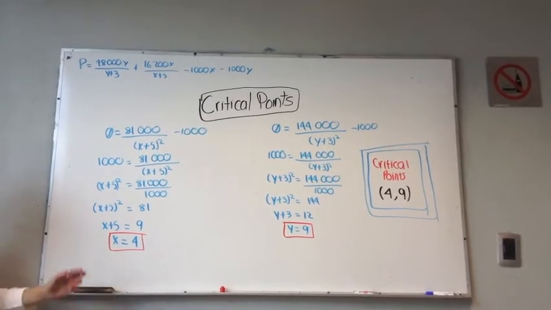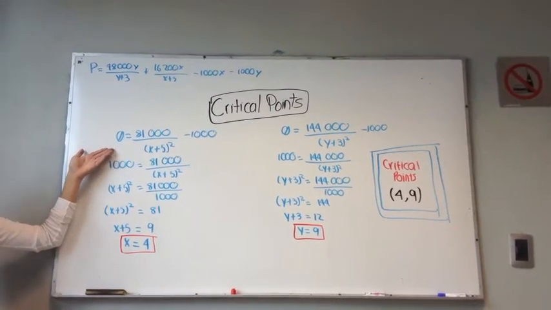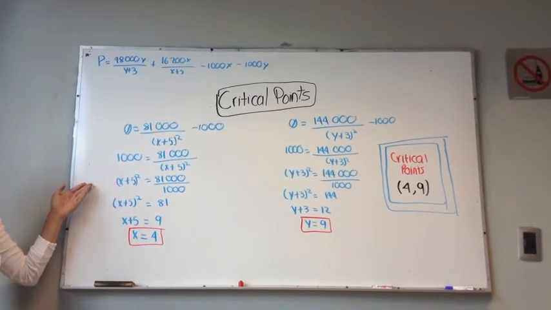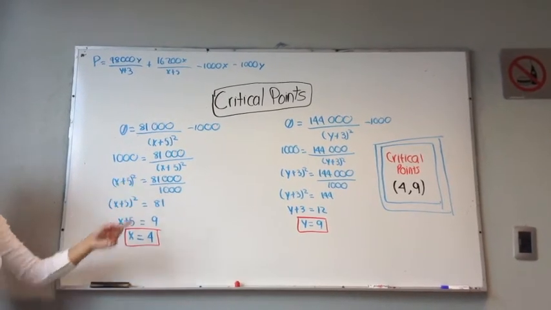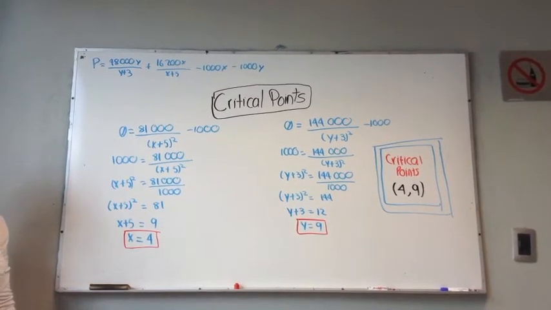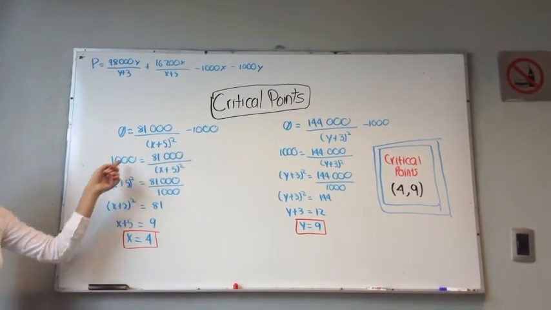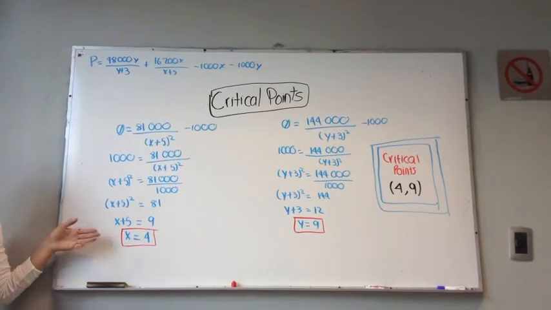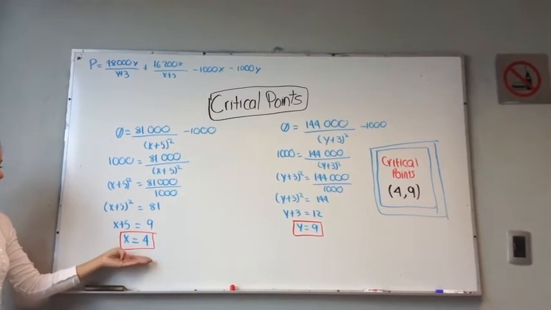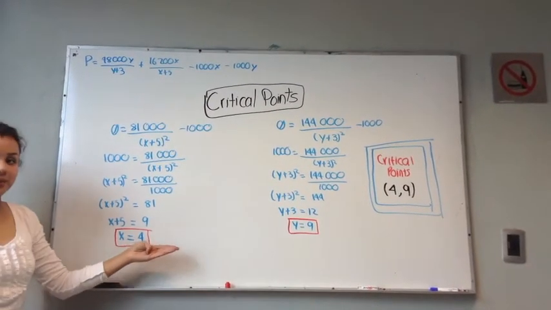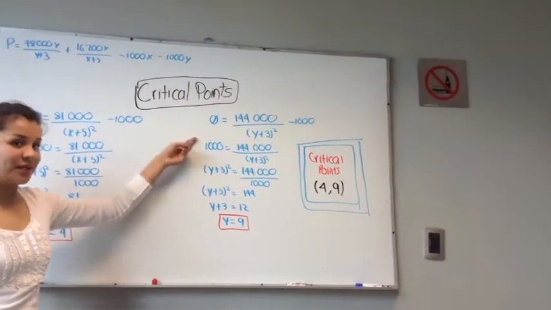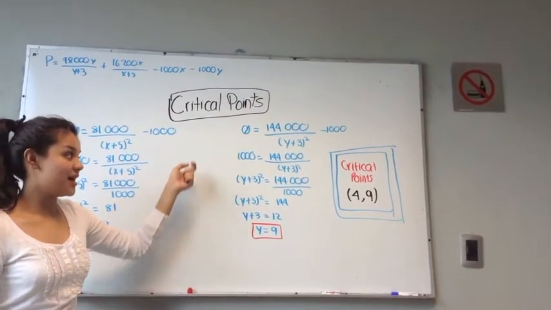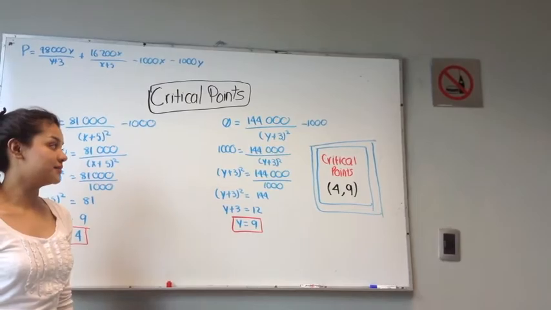Now that we have equaled it to 0, we are going to clear the variable x in this case. So very simple, we just pass the 1000 over here. Very simple, clearing the variable. And we got x equal to 4. Now, with the y, we equaled it to 0, and we cleared the variable y.